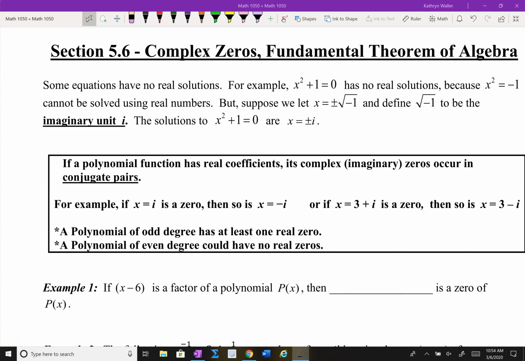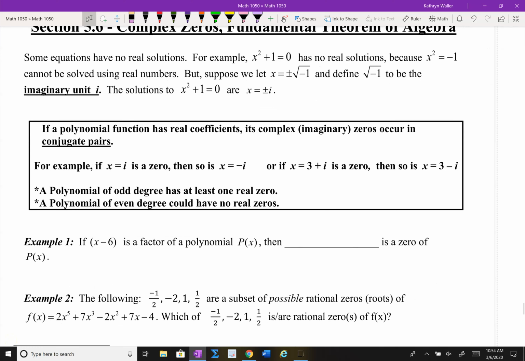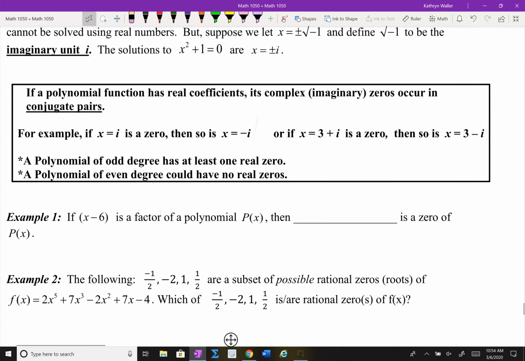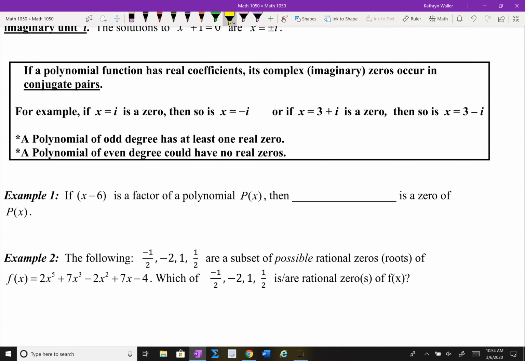All right, you guys, so this is lesson 5.6. Basically, it's 5.5, but we're going to do some more work with imaginary numbers, okay? So inside this box, what it's saying is if you have a solution of i, then you're also going to have a solution of negative i.